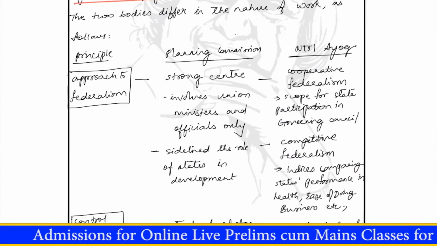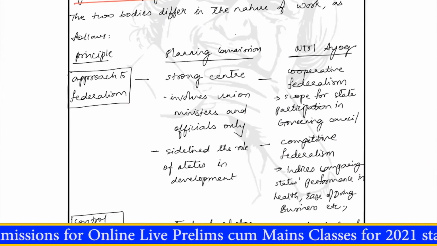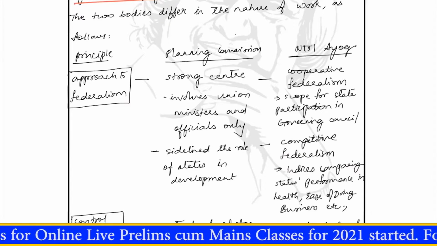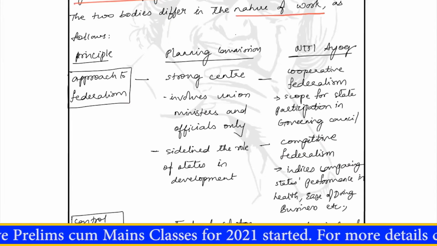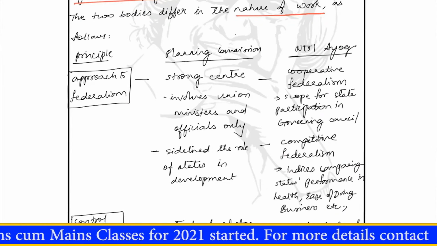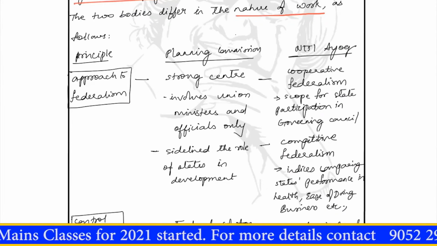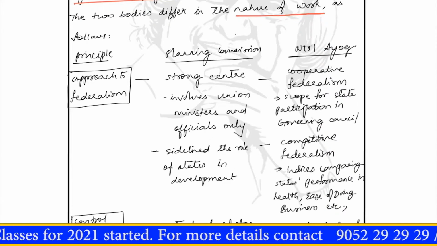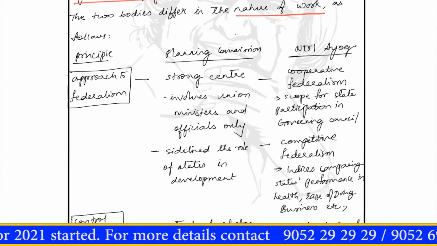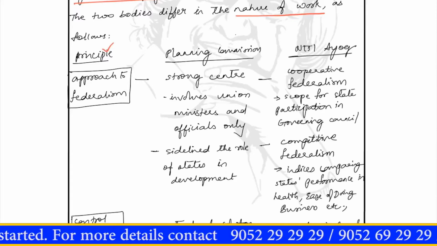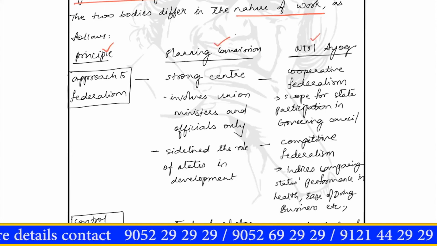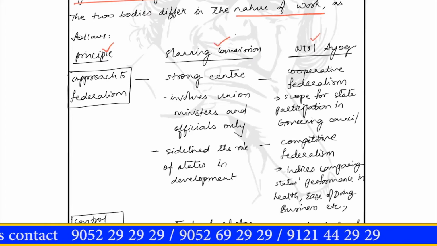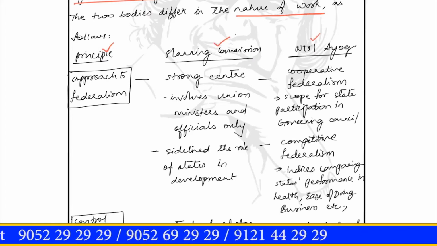In this introduction, I directly jump into the answer without much elaboration. So I say that the two bodies differ in the nature of work itself, as follows. Inherently, I am saying that the principles by which these two organizations work are fundamentally different. What are the principles, and how did the Planning Commission and Niti Aayog work? So the principles of the Planning Commission and Niti Aayog are broadly compared.